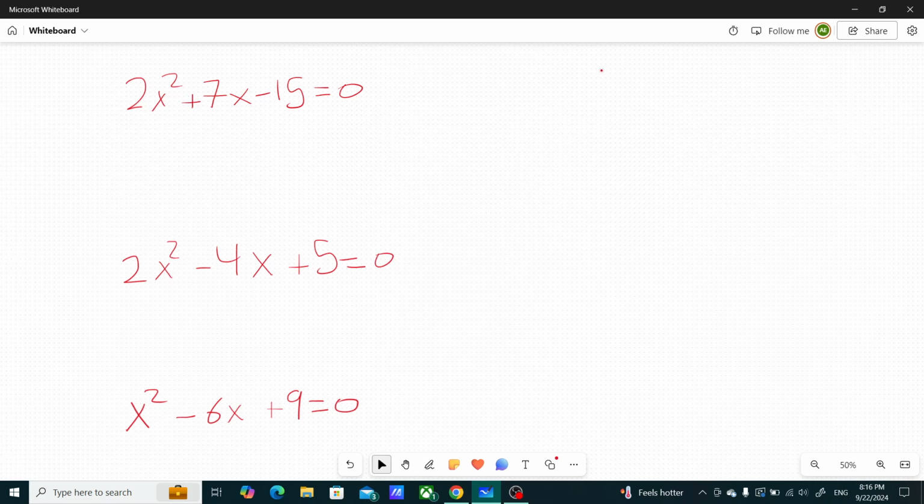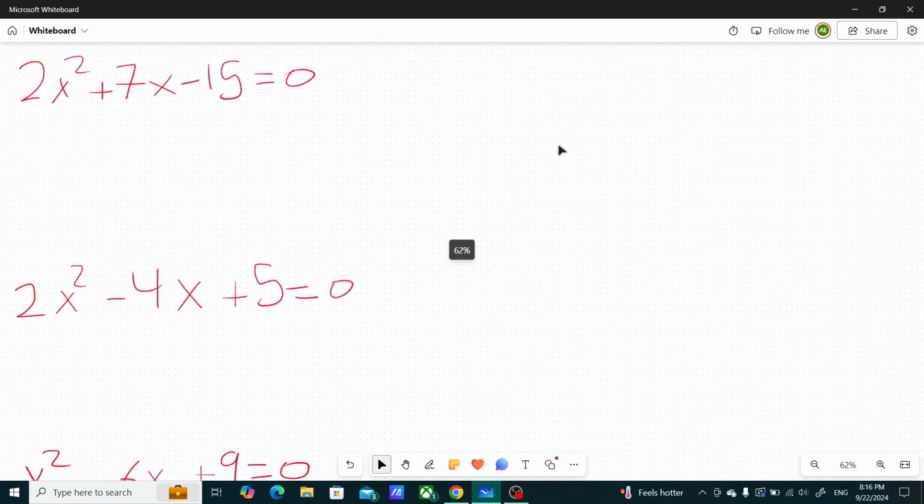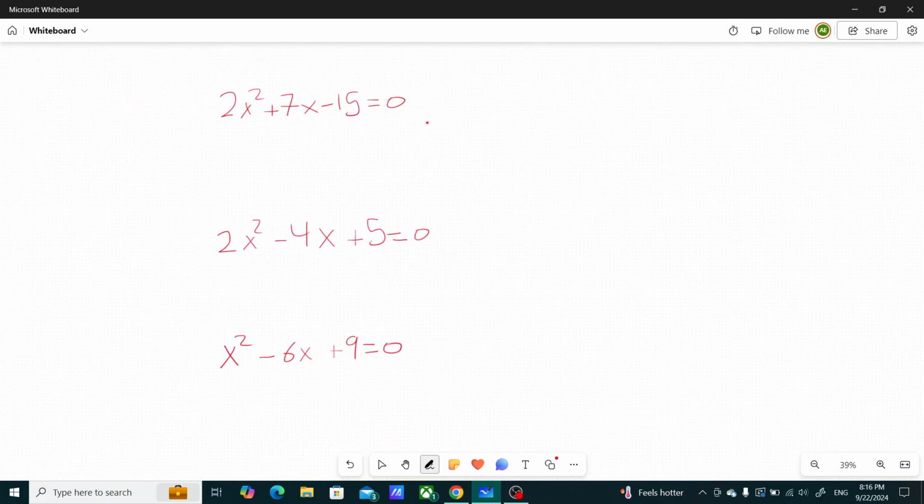So very quickly, I want to write the quadratic formula for you. The quadratic formula is negative b plus or minus the square root of b squared minus 4ac, over 2a. So let's take the first question and try to use the quadratic formula on it.